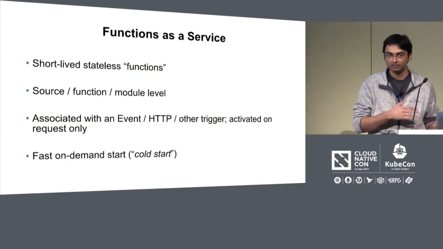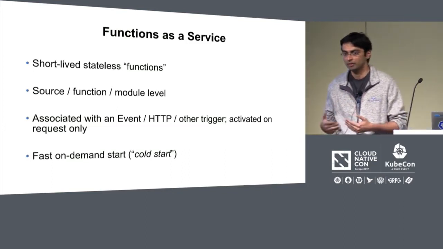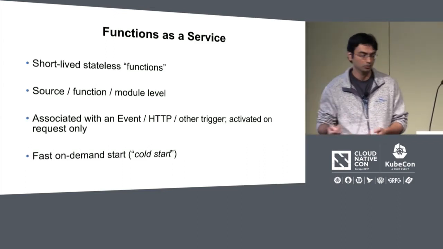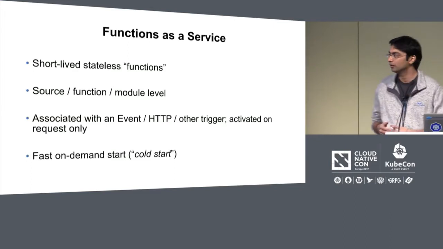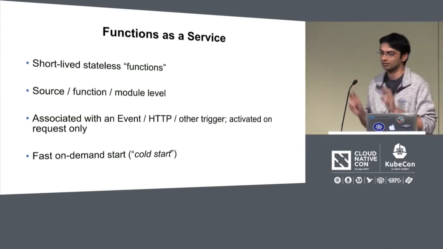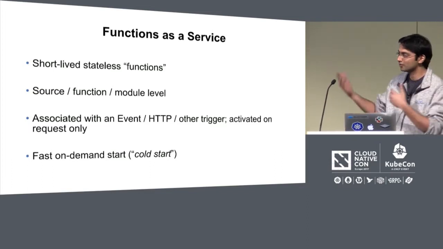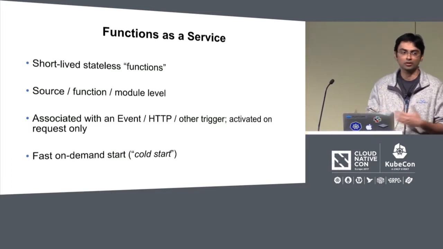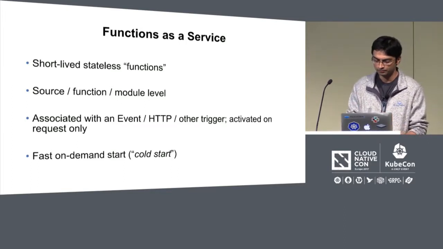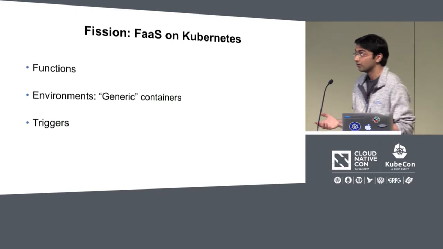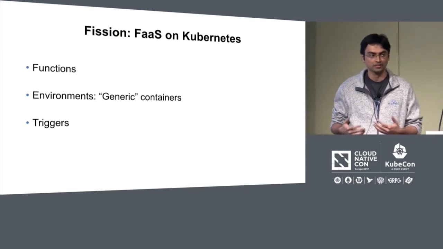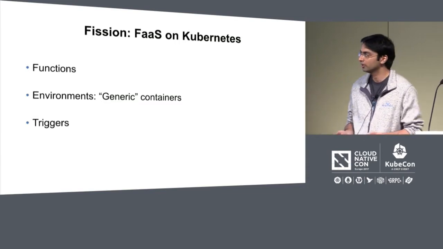Since your function can't be running all the time, but has to be started on demand, it needs to start quickly when you do want to start it. So you need some sort of fast cold start for functions, where a cold start is when the function has never been run before or was killed due to being idle. That time needs to be pretty fast. So we come to defining Fission. Fission is an open source functions as a service framework that works on top of Kubernetes.